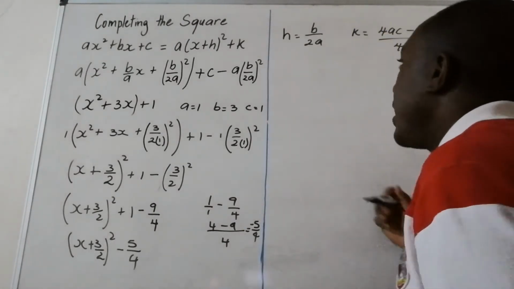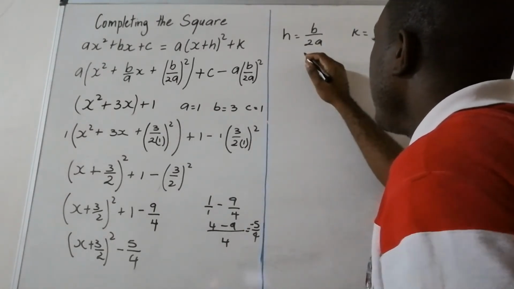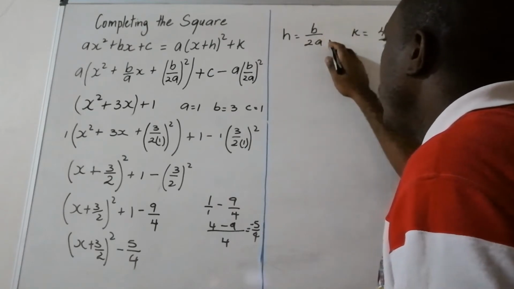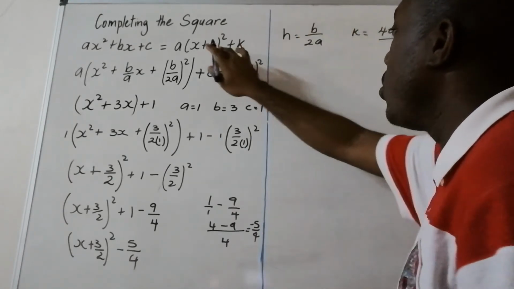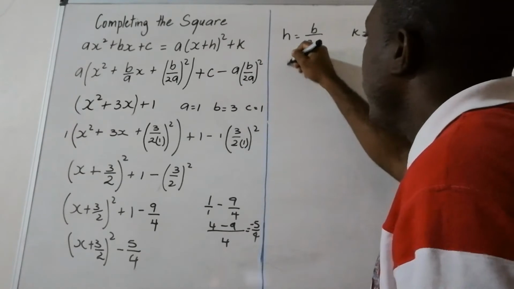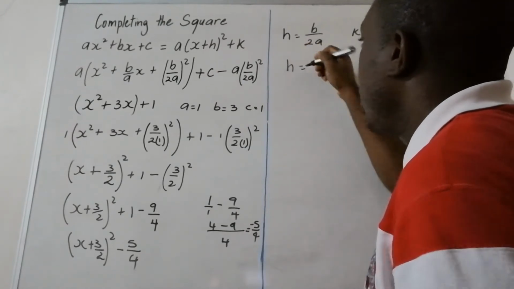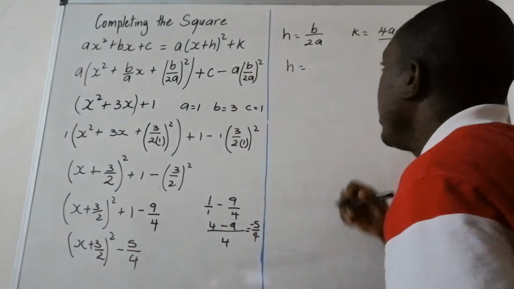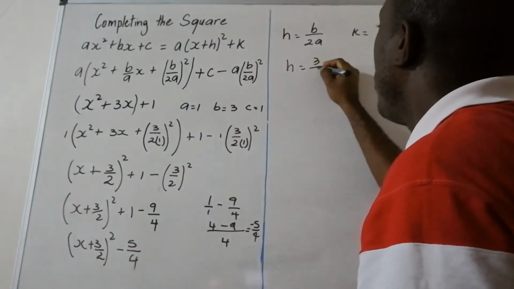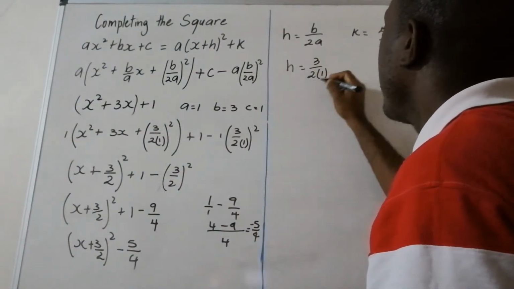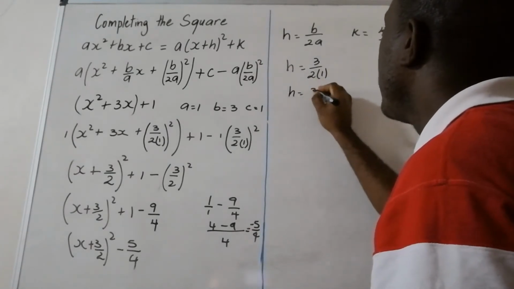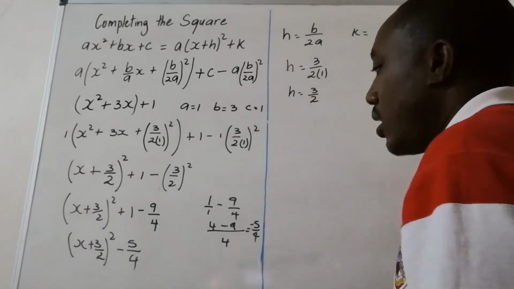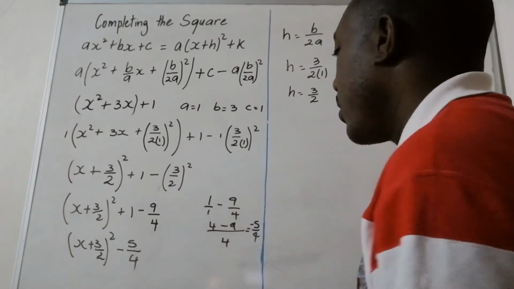So let's try that. h is equal to b over 2a. So the h here is equal to b being 3, over 2 times 1. So h is equal to 3 over 2. Right? So you see we have it there.